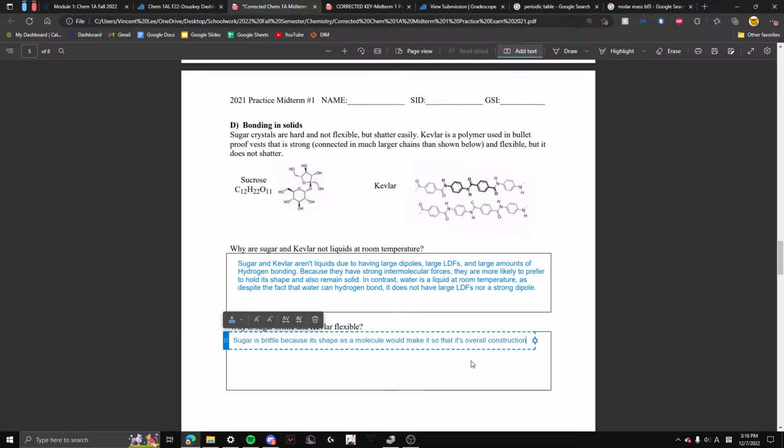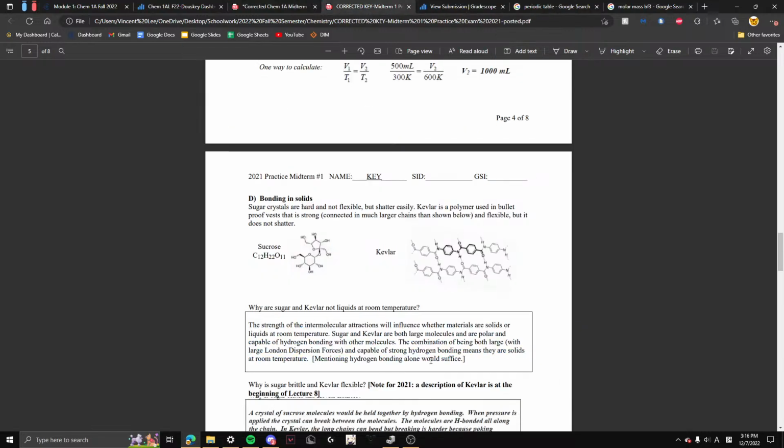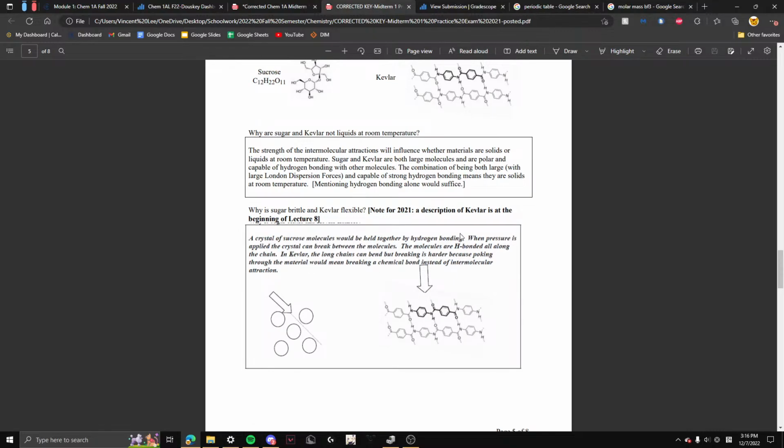So sugar's overall construction would shear, as it does not have the long, quote, bendable molecule makeup or structure that allows Kevlar to be flexible. But look at their explanation. A crystal of sucrose molecules will be held together by hydrogen bonding. When pressure is applied, the crystal can break between the molecules, and they're H bonded all along the chain.